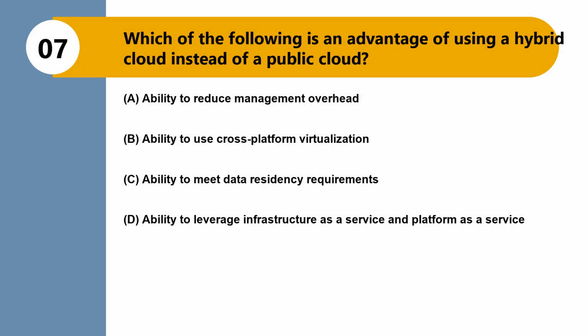Question 7. Which of the following is an advantage of using a hybrid cloud instead of a public cloud? Option A. Ability to reduce management overhead. Option B. Ability to use cross-platform virtualization. Option C. Ability to meet data residency requirements. Option D. Ability to leverage infrastructure as a service and platform as a service.